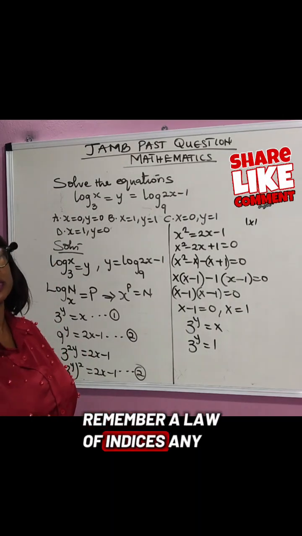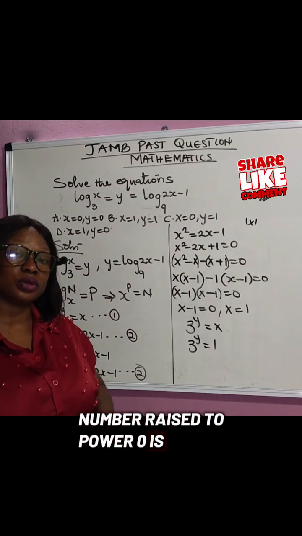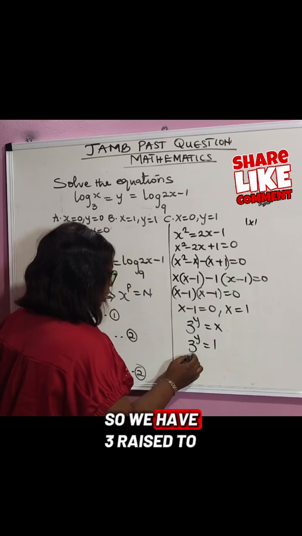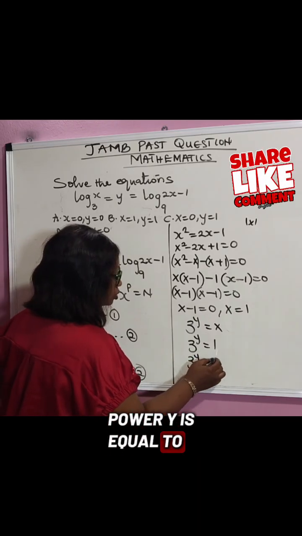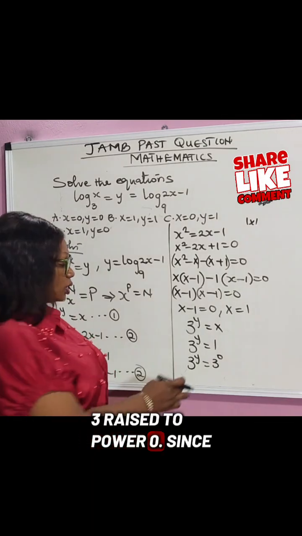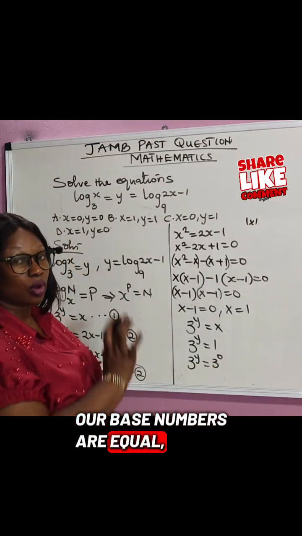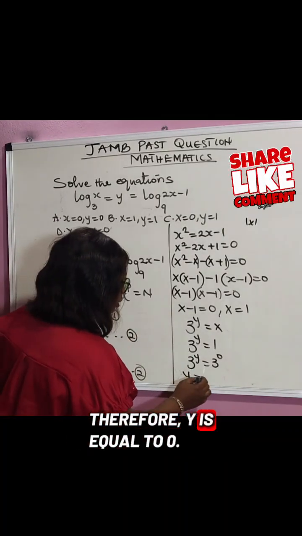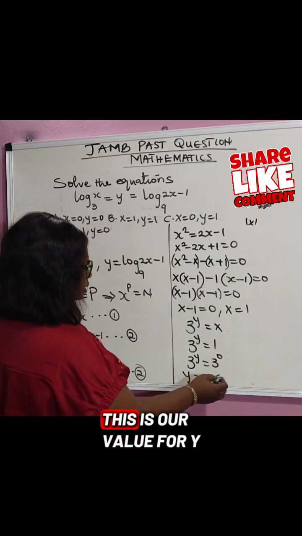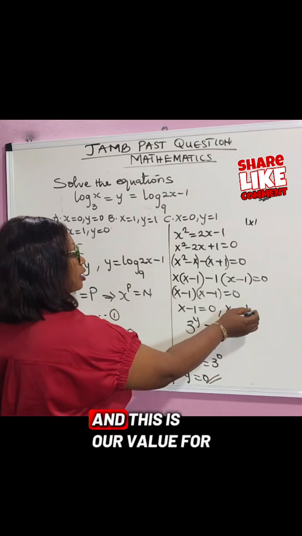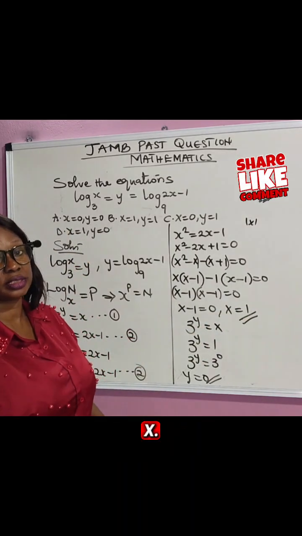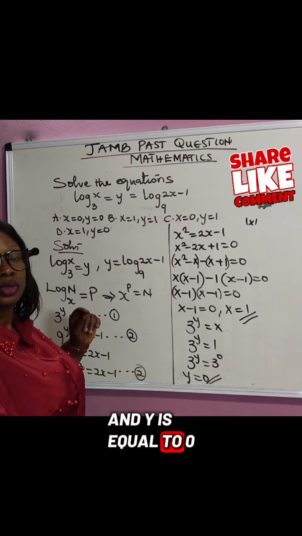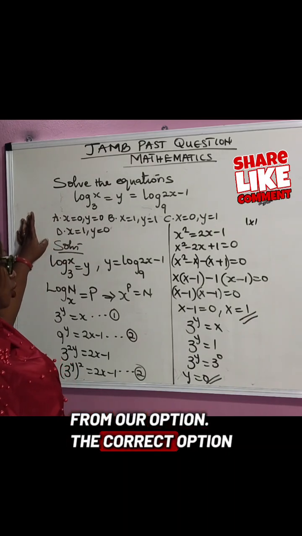Remember, a law of indices, any number raised to power 0 is 1. Since the base number here is 3, we are going to change this. So we have 3 raised to power y is equal to 3 raised to power 0. Since our base numbers are equal, we can now equate the powers. Therefore, y is equal to 0. This is our value for y, and this is our value for x. Therefore, x is equal to 1 and y is equal to 0.